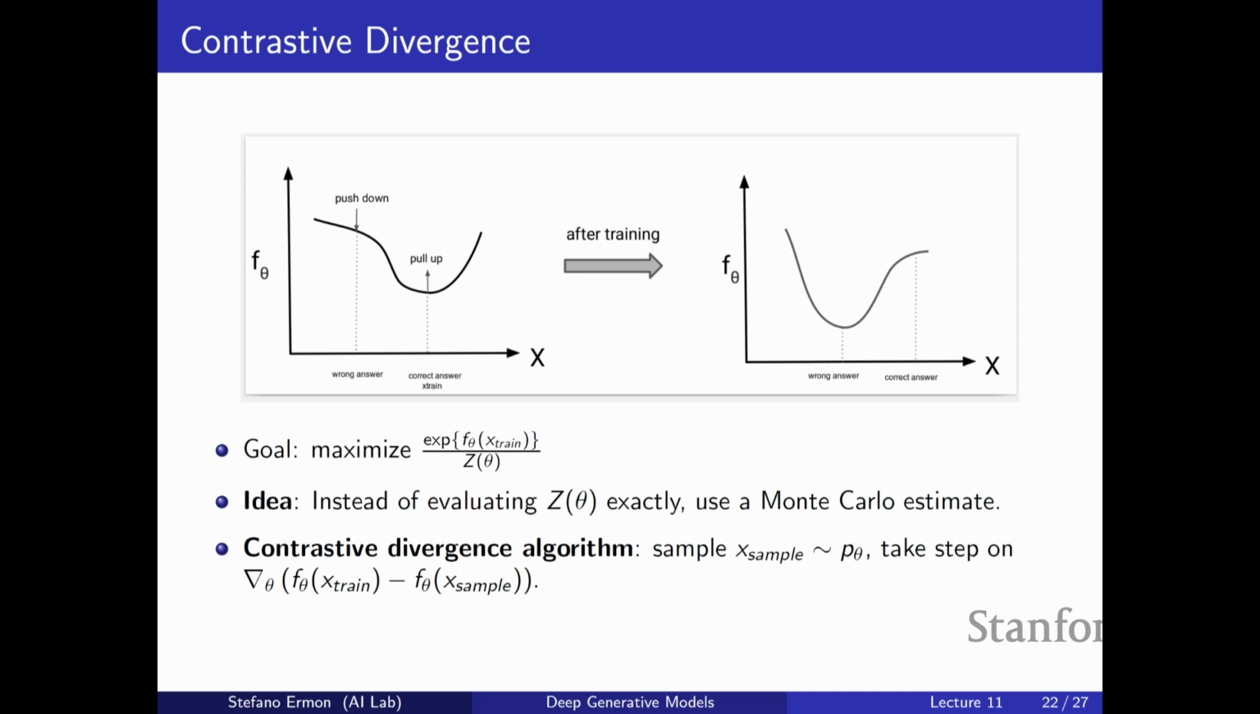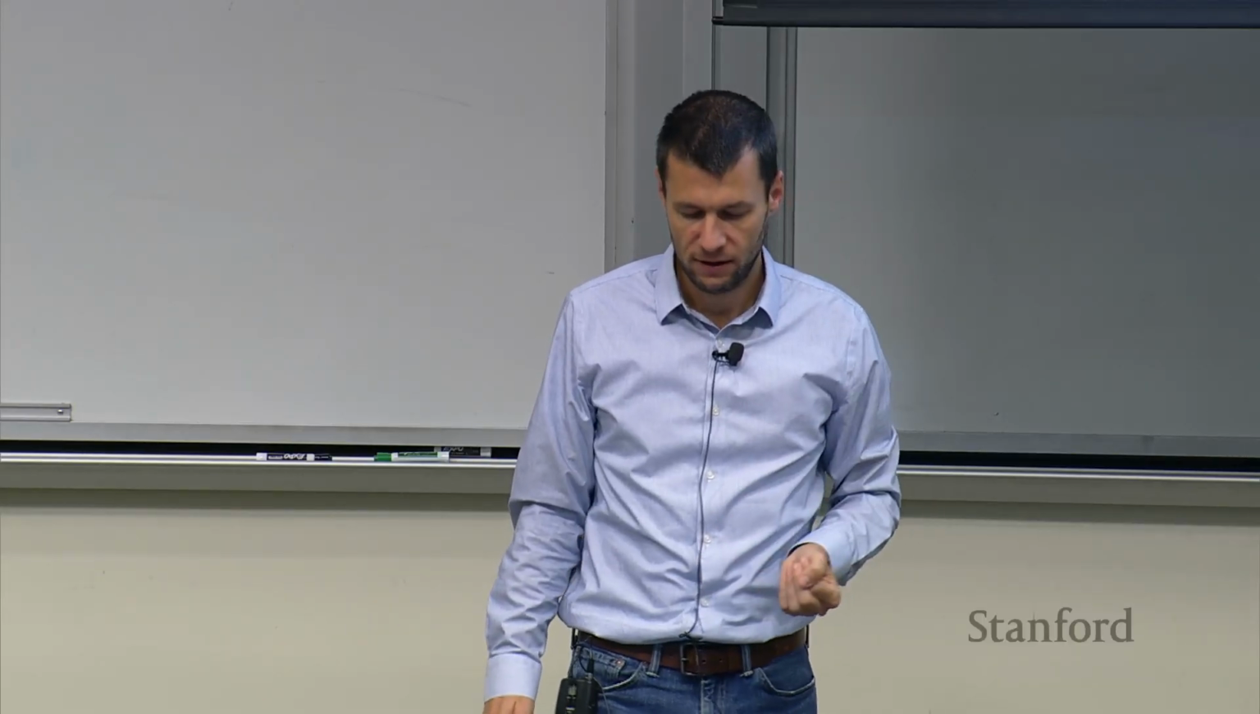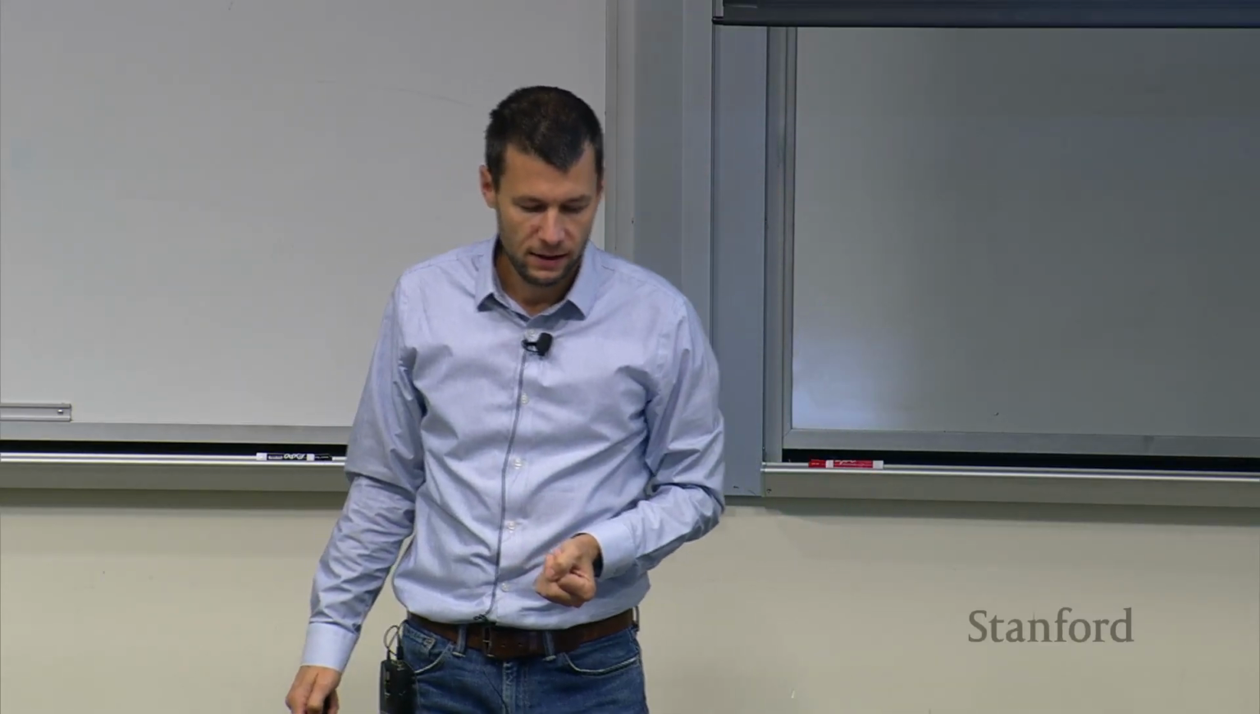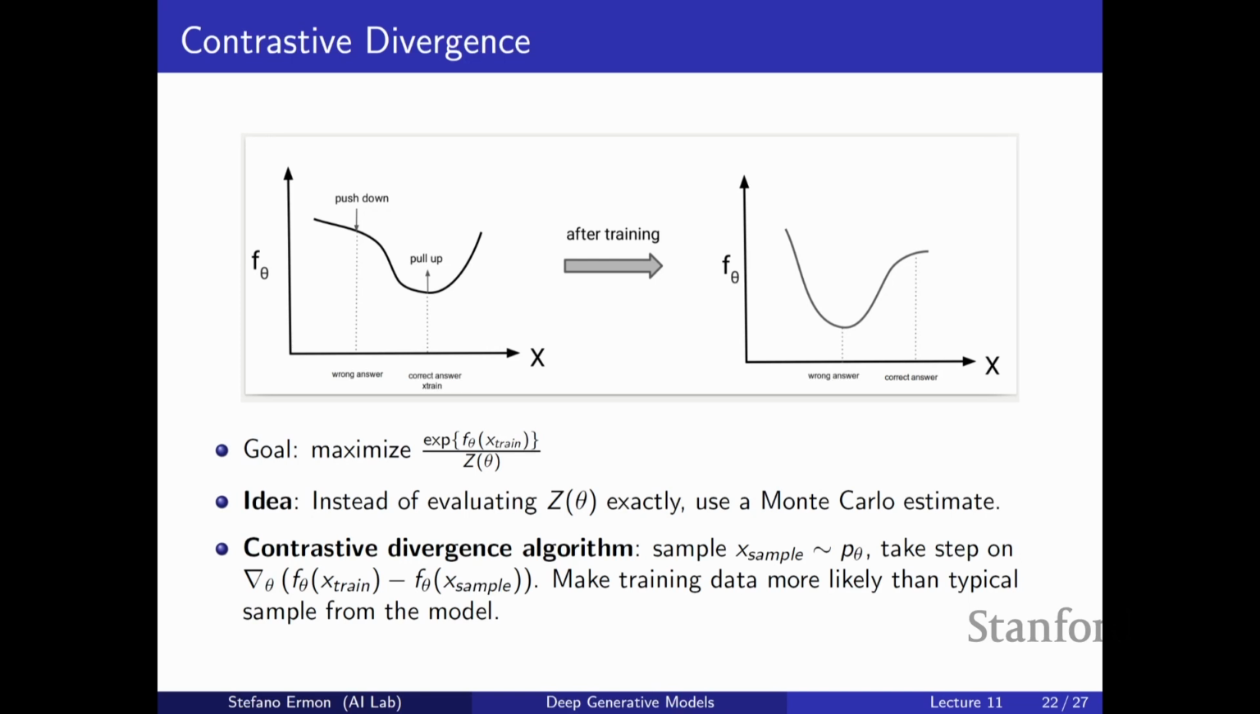Yeah, I'm still not clear. How do you sample from that model? Okay. We haven't talked about how to sample, but if you could somehow sample from the model, then I claim this algorithm would give you the right answer, and this idea of making the training data more likely than a typical sample from the model is actually what you want. So to the extent that you can indeed generate these samples, which we don't know how to do yet, but if you can, then this gives you a way of training a model to make it better, to fit some data set.